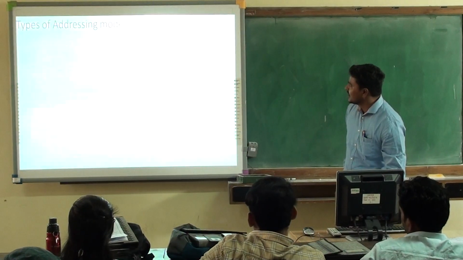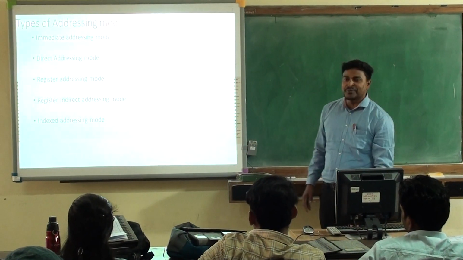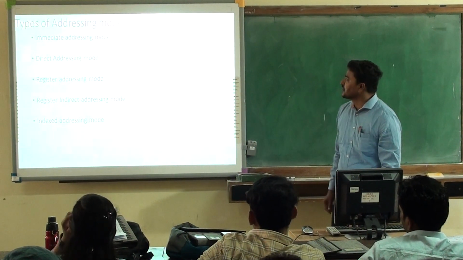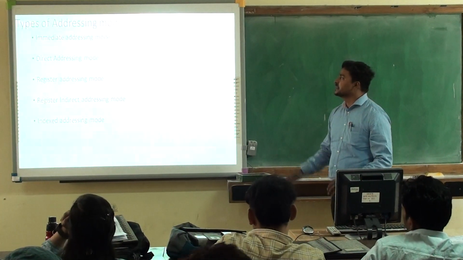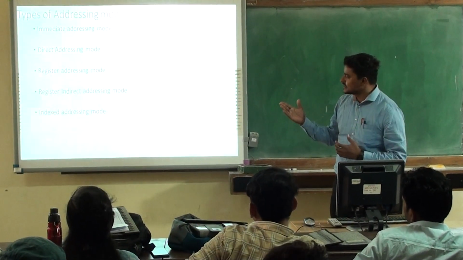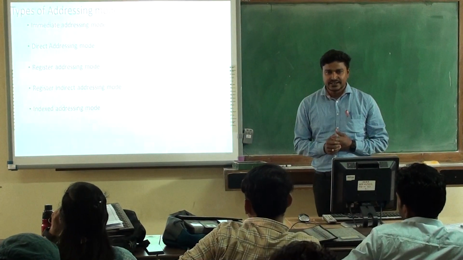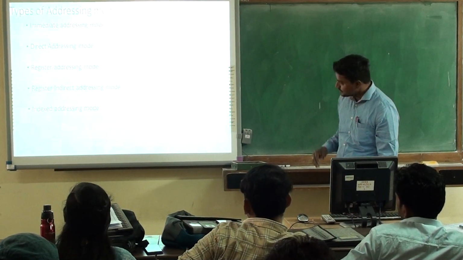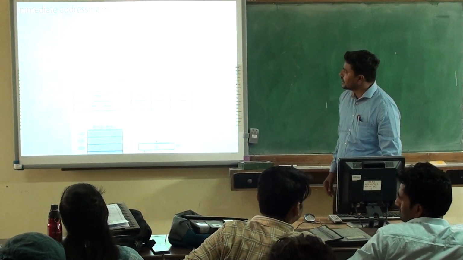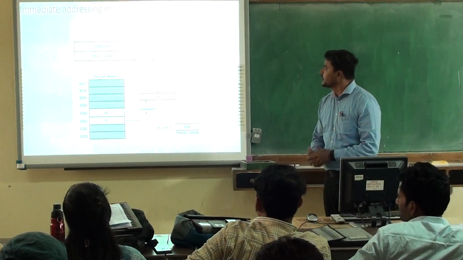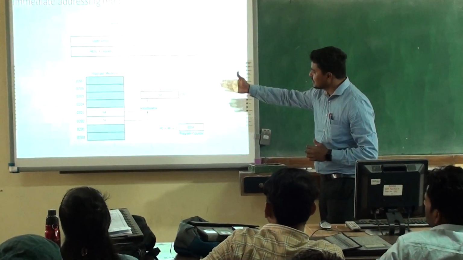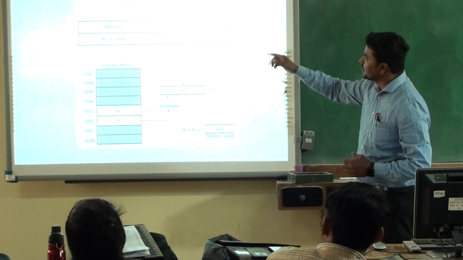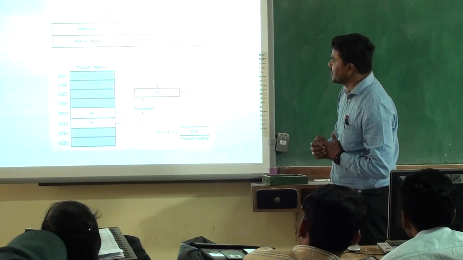Now we are going to the technical parts. These are the types of addressing modes. The first is immediate addressing mode, then direct, register indirect, and indexed. We will discuss them one by one, starting with the immediate addressing mode. This block diagram is showing memories, and we will start with examples, which will be helpful.